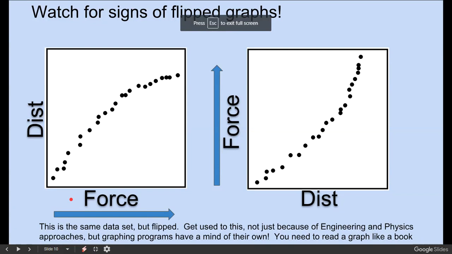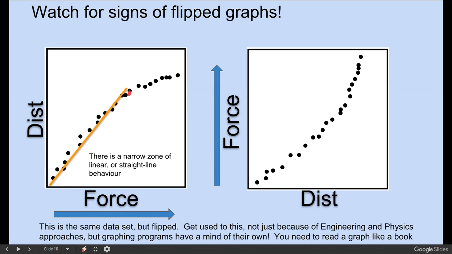When you plot your data, you can look for signs of a flipped graph. So for example, you plot your graph, it looks like this. Your partner plots his graph, it looks like this. You'll stare at the two plots and go, we screwed up, till you read your axes and realize, no, you've just done the reciprocal.